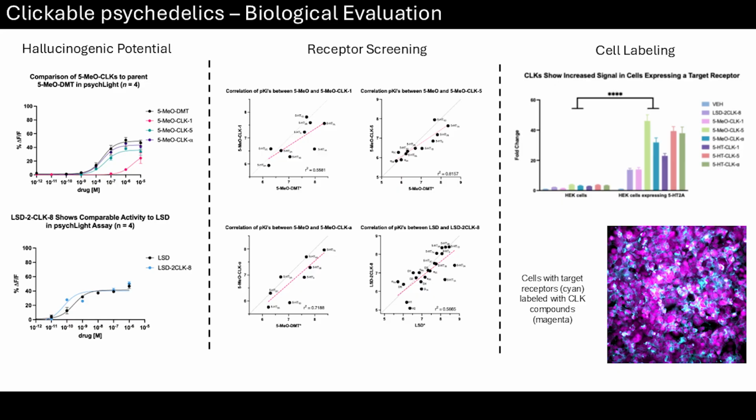We synthesized these clicks and evaluated them in biological assays to compare their activity to the parent compound. We found that they had similar hallucinogenic potential and receptor affinities, so they should act the same in these biological systems. We then showed that these compounds could bind to the target receptors even in cells, and once we added the fluorophore, shown here in magenta, we could tag the alkyne of these compounds and reveal their location.